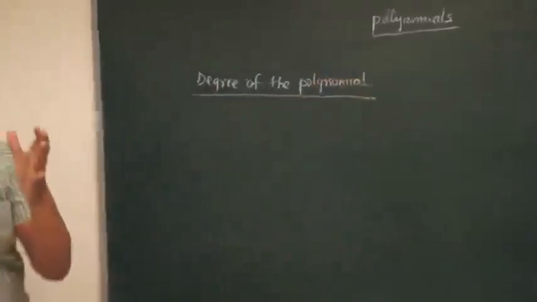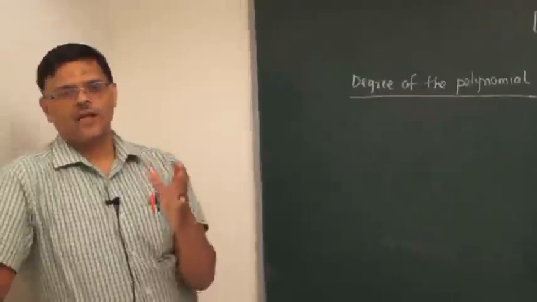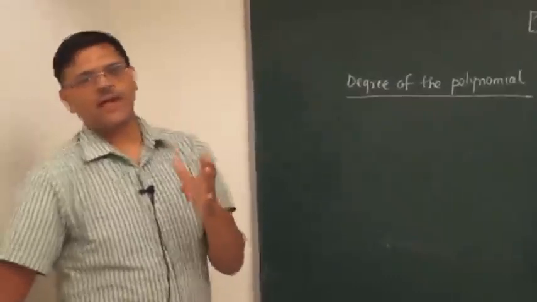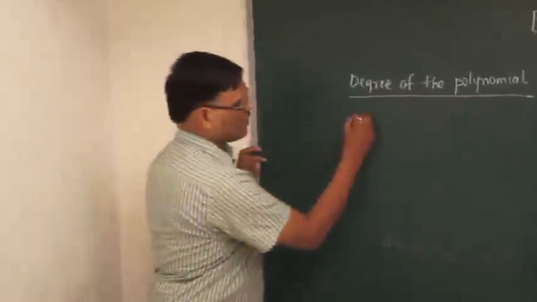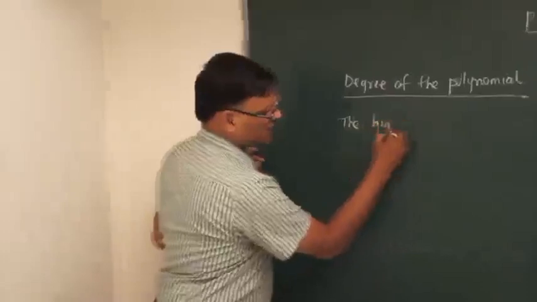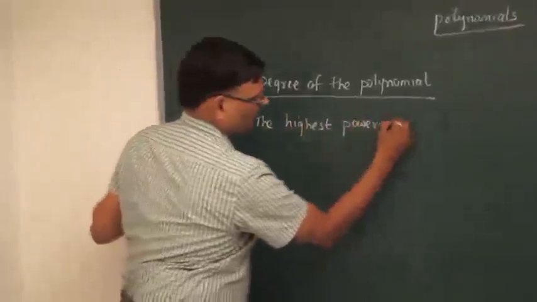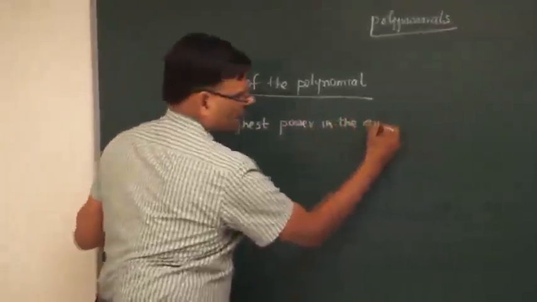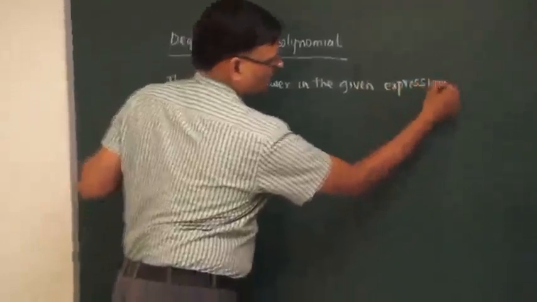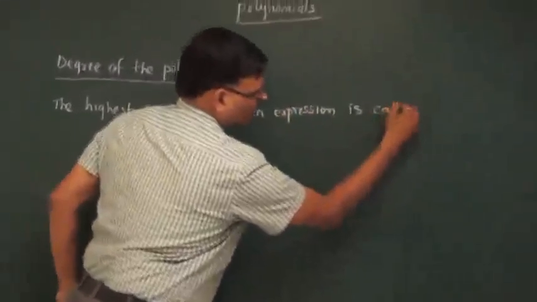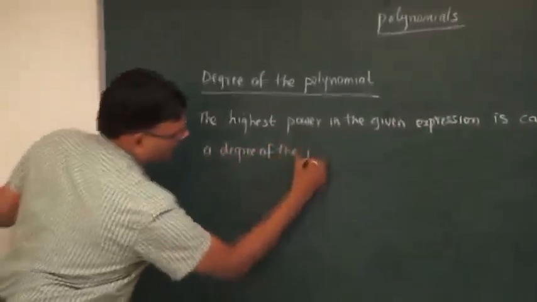So, degree of the polynomial. What is the meaning of degree of the polynomial? The highest power in the given expression is called the degree. The highest power in the given expression is called a degree of the polynomial.